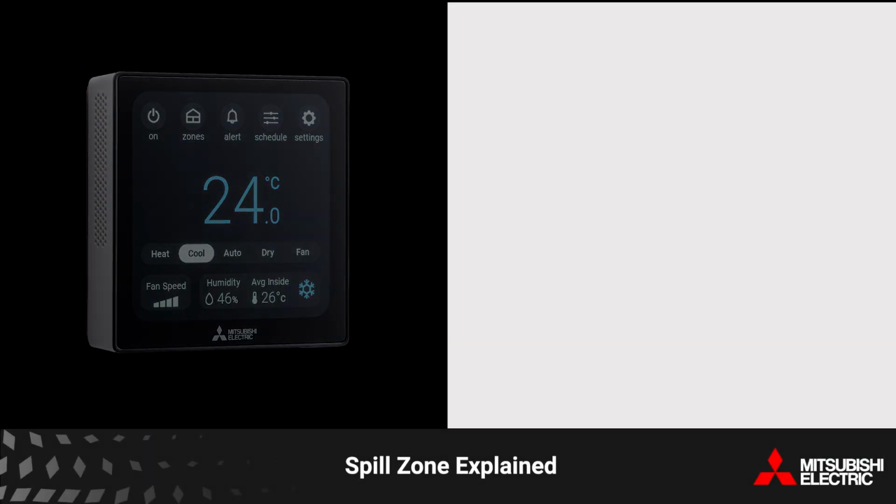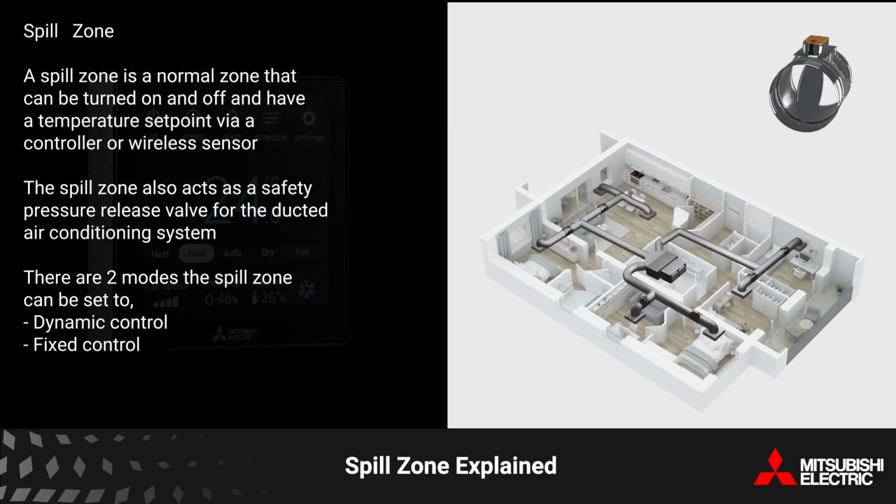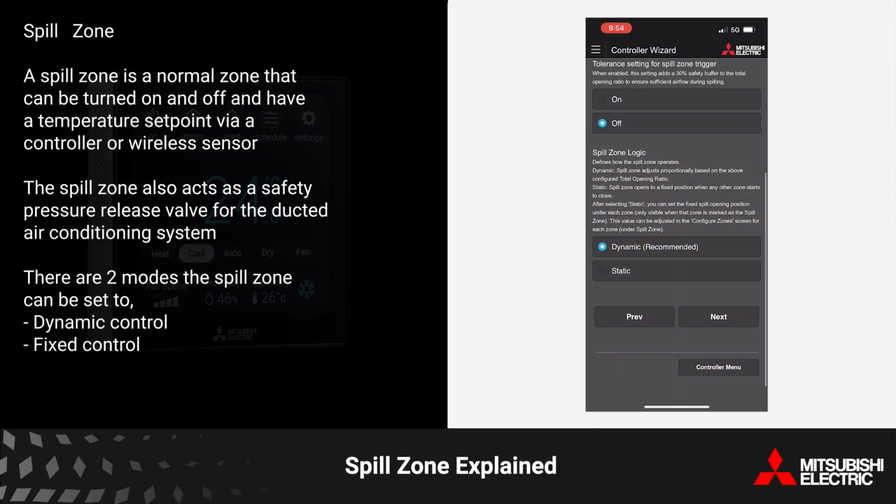Spill zone explained. A spill zone is a normal zone that can be turned on and off when required. However, the spill zone is also a safety zone that opens when not enough air outlets are open due to zones being turned off, or partially closed to reduce airflow. When this occurs, the spill zone will automatically open, acting as a pressure relief pathway for the airflow in the system. There are two modes the spill zone can be set to during the installation process: dynamic and static.